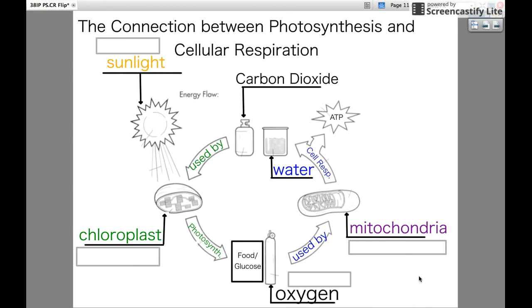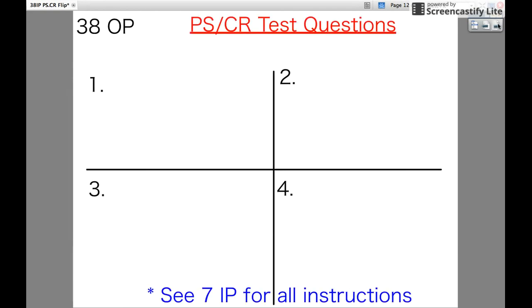So now we're going to go ahead and move on to your output option. So on 38 OP, you're going to set up your paper just like this one. At the top, you're going to put, well, hopefully you already have 38 OP. If not, please write it in. You're also going to add this as your title. So at the top of the page where there's that big top line, please put PS/CR, representing photosynthesis and cellular respiration test questions.